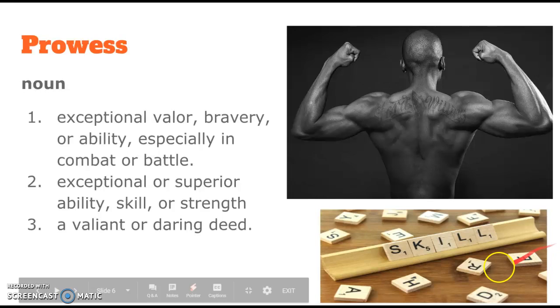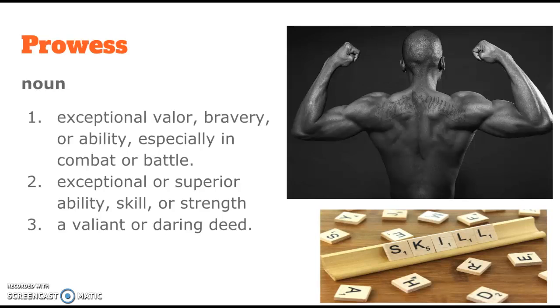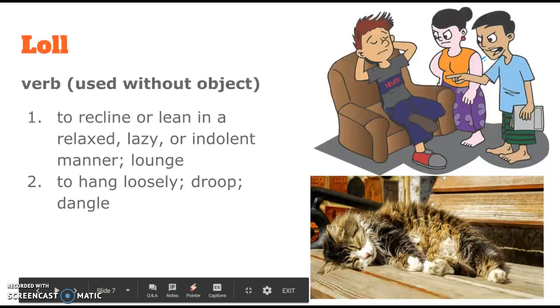And in this picture, I just gave you a simple synonym, skill. You can have prowess in school. You can have prowess on the playing field. You can have artistic prowess. Anything you can have skill in, that is prowess.